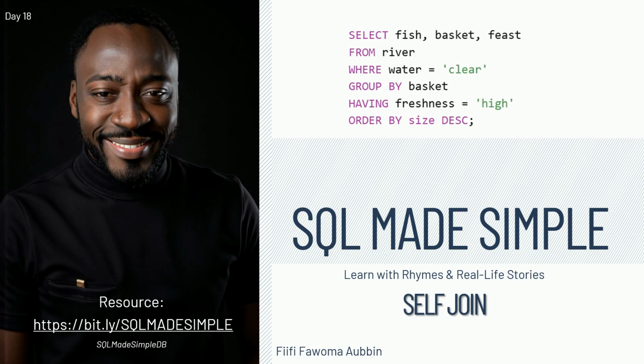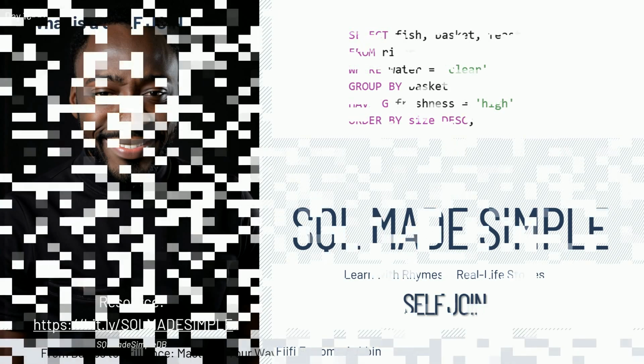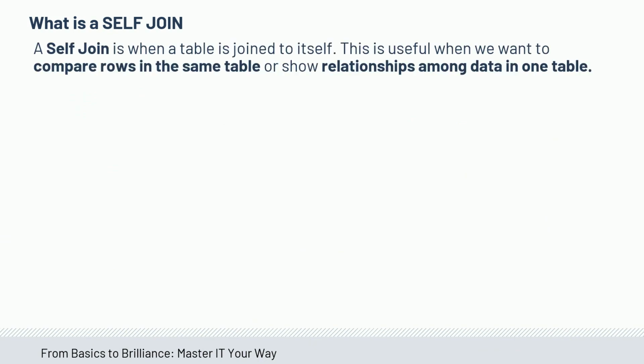Today we'll be dealing with self-join. What then is a self-join? A self-join is when a table is joined to itself. This is useful when we want to compare rows in the same table or show relationships among data in one table.